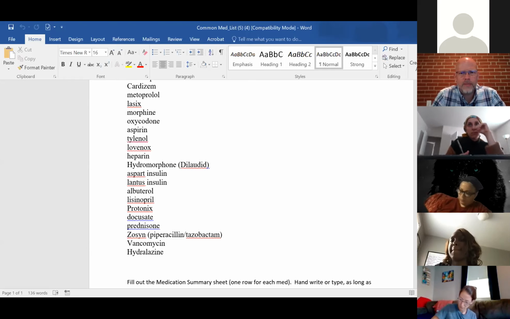Reflex tachycardia. Yep. Oftentimes, these are given to patients that have AFib. We're trying to control that rate, and you would not want to hold it in that instance. You got to be really careful.